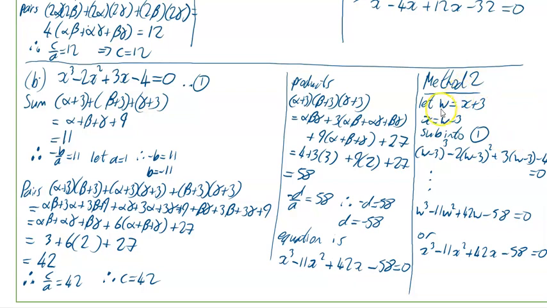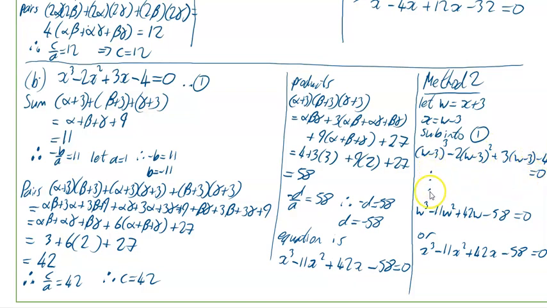So in method 2, you're going to just let w equal x plus 3, and then again rearrange to make x the subject. x is equal to w minus 3. So we're going to sub into our equation 1, and here's my equation 1 written over here. So everywhere you see x, you replace it with w minus 3. So it's w minus 3 all cubed minus 2 upon w minus 3 squared plus 3 upon w minus 3 minus 4 is equal to 0.